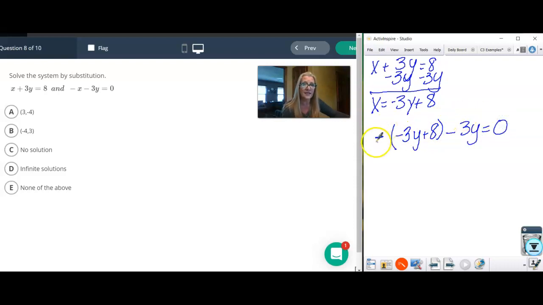When you distribute this negative, you treat it like a negative 1. Okay, so you would go negative 1 times negative 3y is positive 3y, and negative 1 times positive 8 will be negative 8. And that's all the help you're getting from me on that one. But I wanted to make sure that you understood how to distribute this negative sign. It just changes the signs of the other terms.